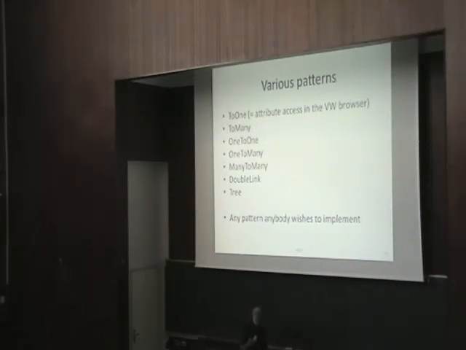To many, that is, I have a number of related objects. One to one, one to many, many to many. Double linked, that means I have two one-to-n relationships to the same object or the same class. That's the famous example of order and product and order line. Order line is both at the same time: the relation to a product and to an order. And a tree. And anybody could add other patterns.